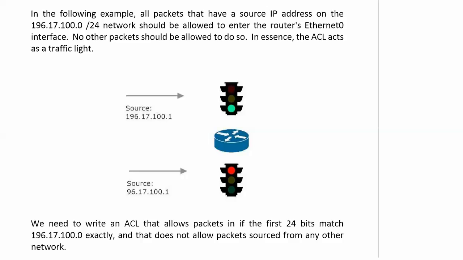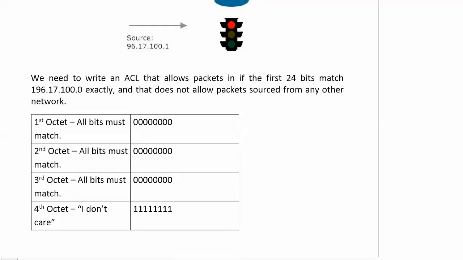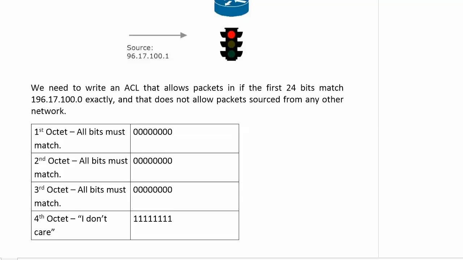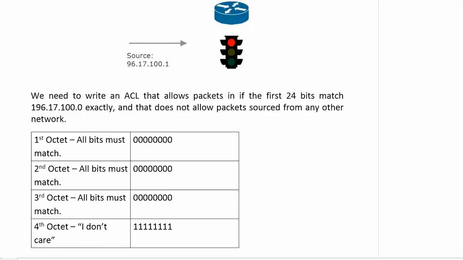So here, you could probably do this one right in your head, especially if you've gotten some binary practice in. What we need to do is write an ACL that allows packets in if the first 24 bits match 196.17.100 exactly. And then we want the ACL to not allow packets sourced from any other network. And this is what we end up with. The first octet, second octet, third octet, all bits must match. We really love it when it's even like that, when it ends after an octet. You don't even have to write this one down most likely. And the fourth octet is all I don't care bits. So we are saying with this mask that there's a match if the first three octets exactly are 196.17.100, and then after that, hey, I don't care.